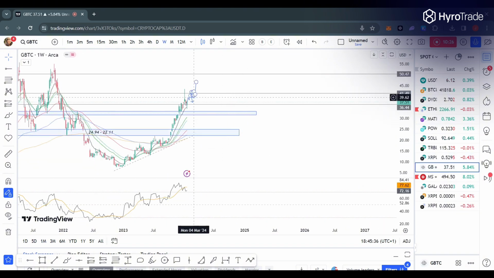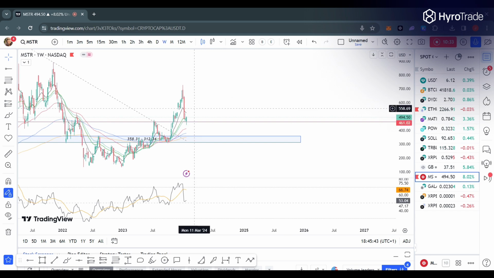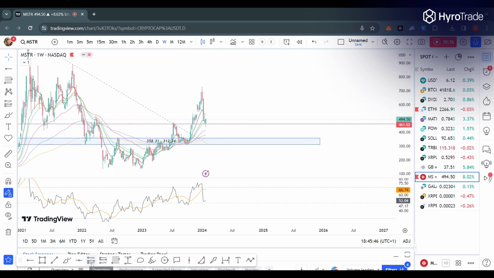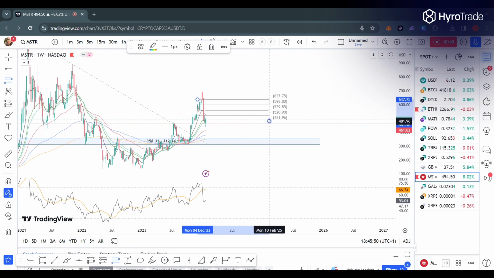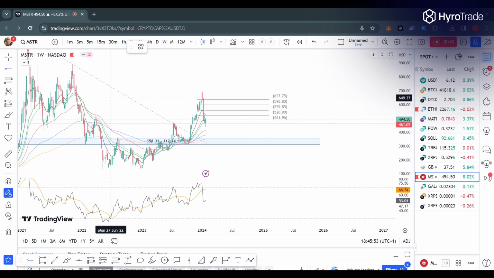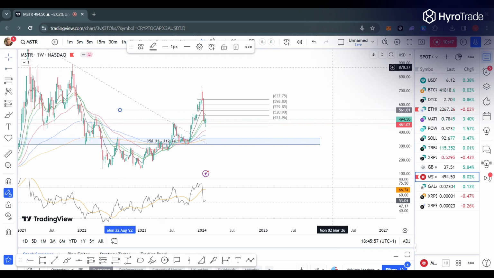GBTC also, I expect that it will bounce, but again, here we have this resistance. MicroStrategy, I expect that it will bounce, but again, it has here, at around, let's take the middle, 561 resistance. So everywhere we see resistance, resistance, resistance. And since in a few days there will be a monthly close, we may expect crazy volatility.